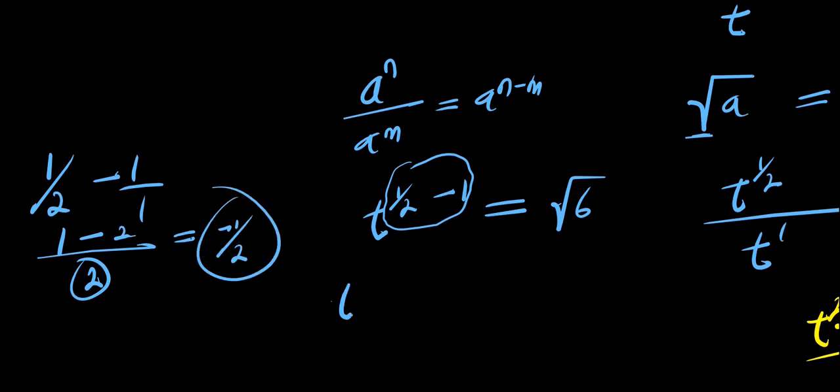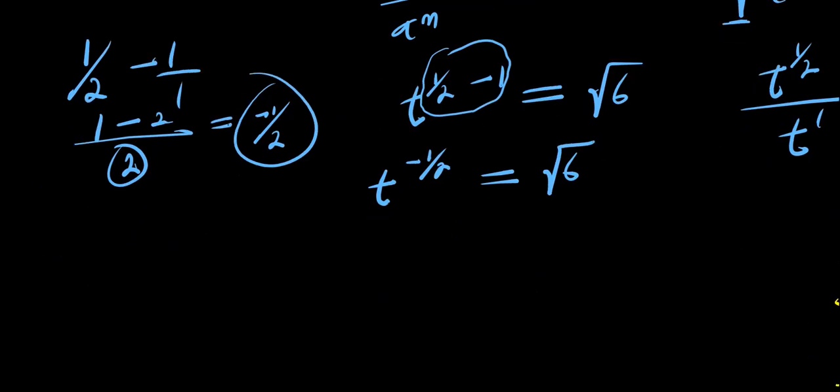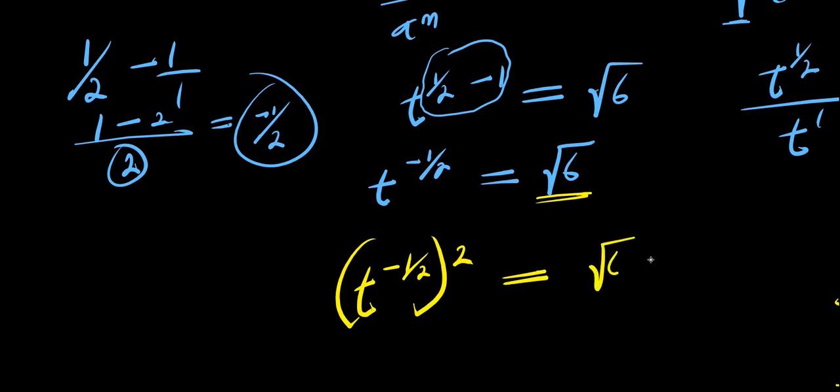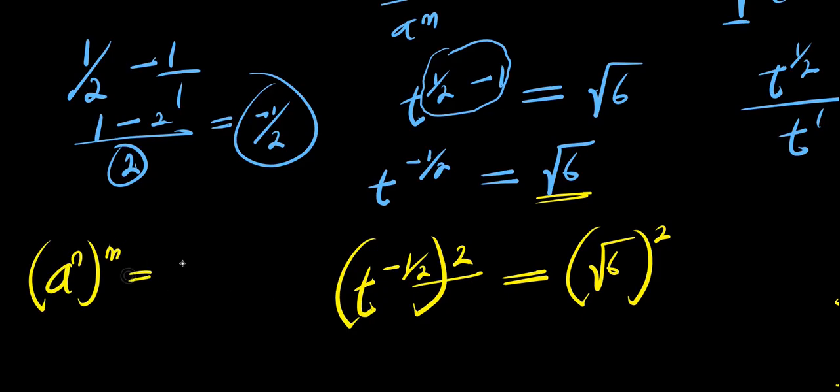So we have t power negative 1/2 equals square root of 6. At this point, I can solve for t by eliminating the square root here. I take the squares of both sides of this equation. What will happen here is that I multiply this exponent. Remember, a power n raised to the power of m equals a power n times m. So I multiply this exponent.